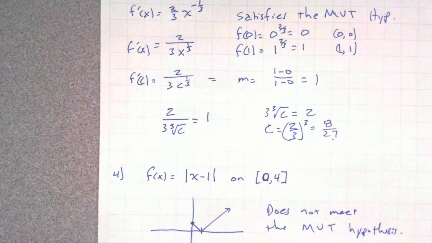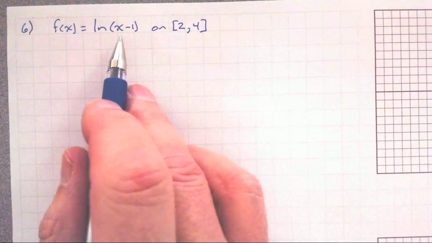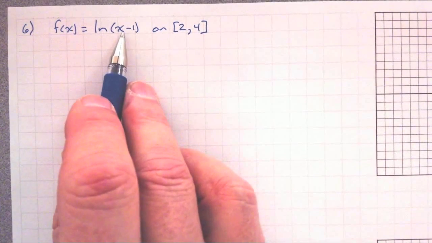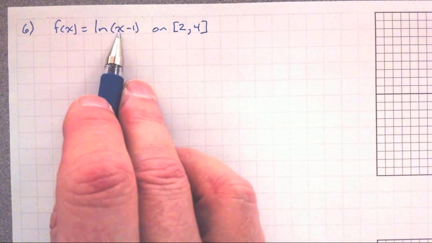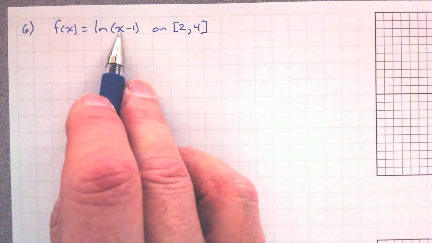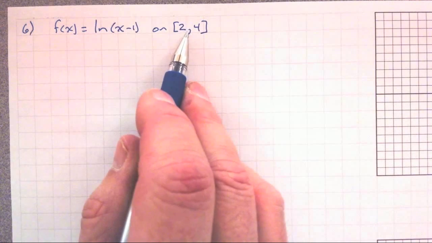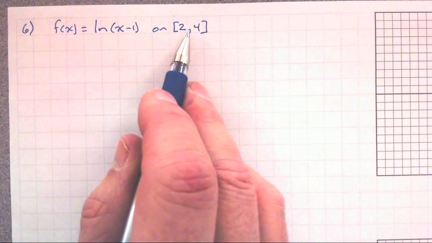Okay, number 6. I think I have a sheet for number 6 here. Number 6. f of x equals ln of x minus 1. Now, ln of x minus 1 has some problems. It's not continuous everywhere. There's issues around 1, because I can't take ln of 0. But I can take ln of 2 through 4. So it is certainly continuous.